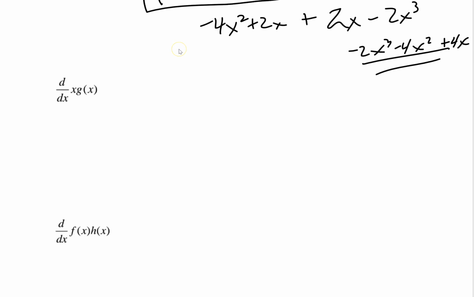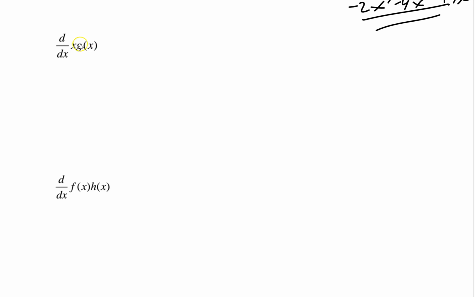Let's move on to the next one. So look at this one. Take the derivative of x times g(x), right? Oh, that's two functions. Don't let the x scare you. It's my u, it's my v. Let's take the derivative of the first one, 1. Leave the second one alone, g(x). The derivative of x is 1. Leave the second one alone, g(x).